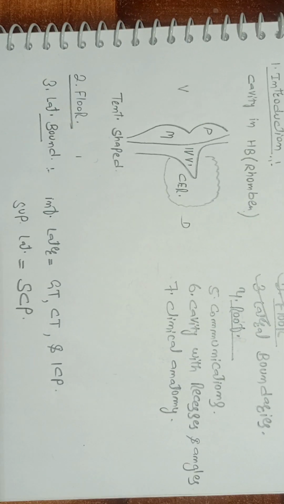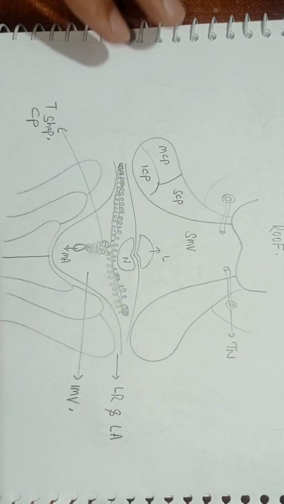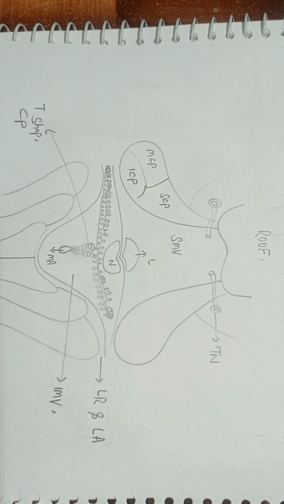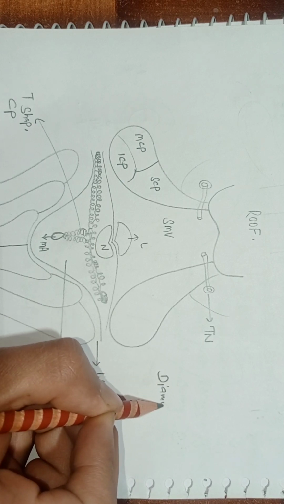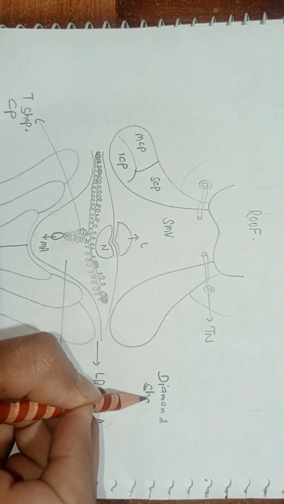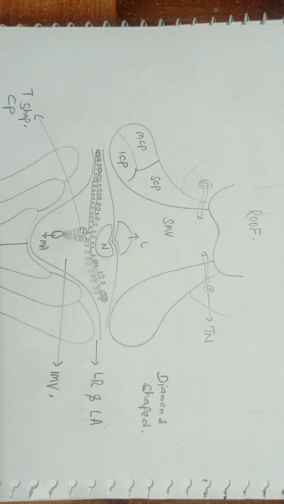Now we will talk about the roof of the fourth ventricle. For how to draw the roof of the fourth ventricle, refer to the second video from this playlist, and the diagram is this. This is the roof of the fourth ventricle. It is diamond shaped.